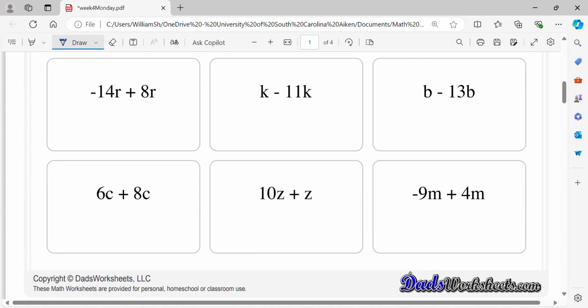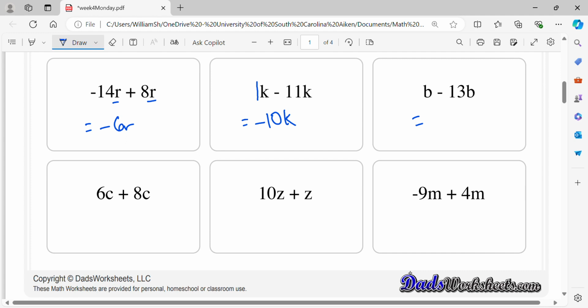Up next we have negative 14r plus 8r. The like term here is r. Negative 14 plus 8 is going to give us negative 6r. Up next I have k minus 11k. Remember, there's assumed to be a 1 out front here. So this is essentially 1k minus 11k. 1 minus 11 is negative 10. So I get negative 10k. Try to put my equal signs.